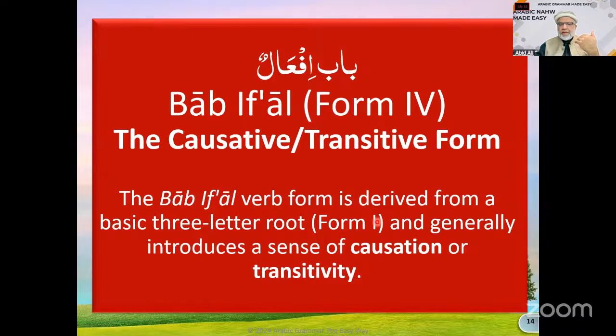So who's the parent of all of these forms? Form 1. And they generally introduce a sense of causation or transitivity. Meaning, if in form 1 there is kharaja, then in Bab If'āl it will be akhraja. Kharaja means the subject itself is going out, but in Bab If'āl, the subject is doing the same action to something else.